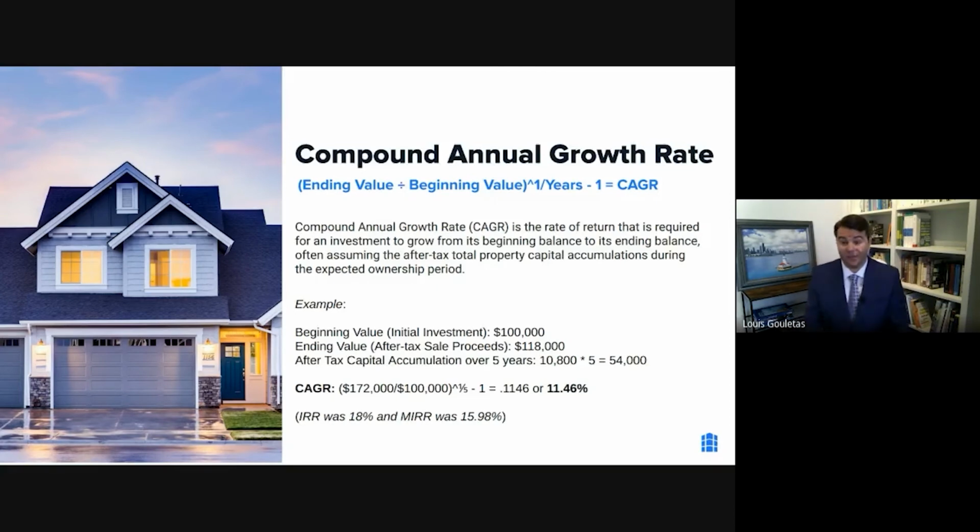And we don't have a perfect crystal ball, but we are doing these very precise calculations of what we think the NOI is going to do each year and what the market might be in the future to have a better idea of what we might make. And so we see the IRR was 18%, the MIRR was 15, 16, and then this CAGR all of a sudden dropped it on down to below 12%.